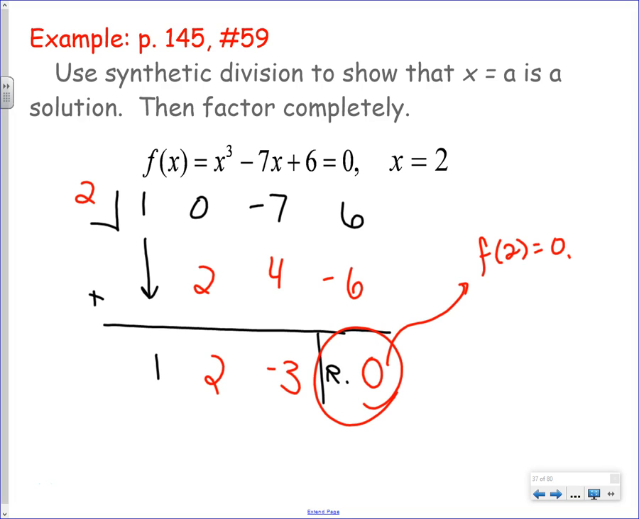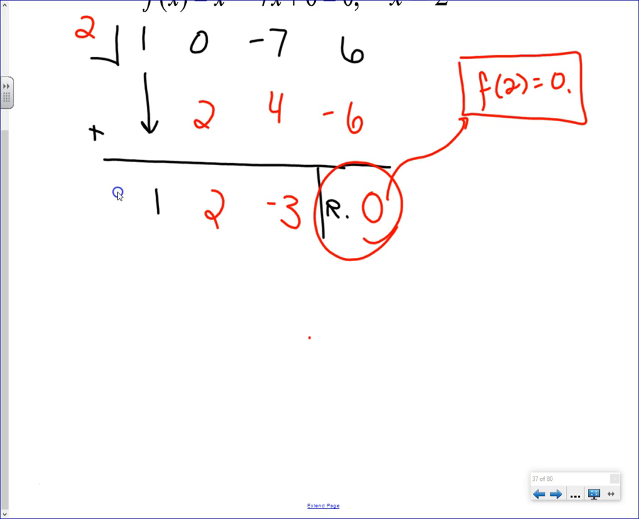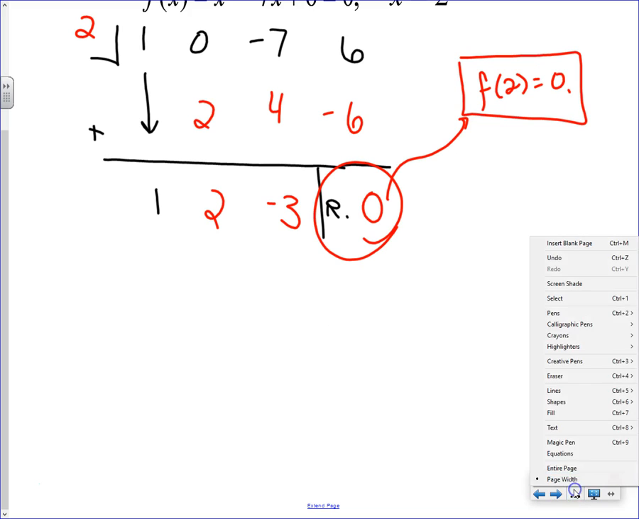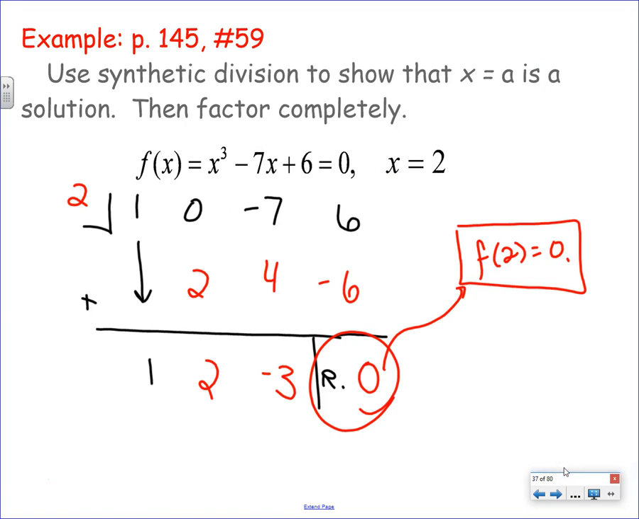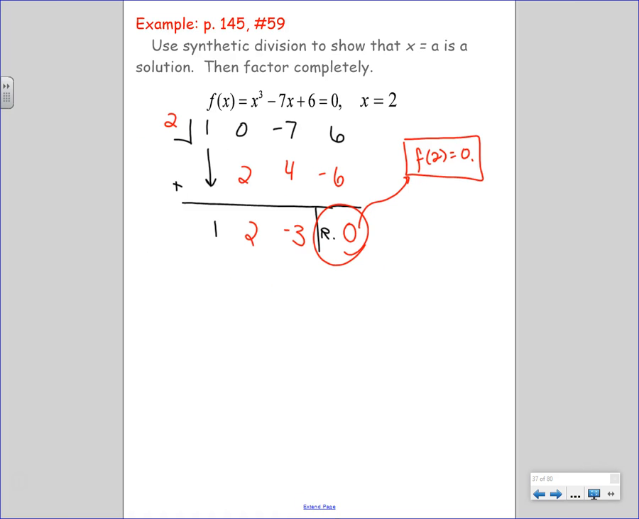Bless you, bless you. However, even though this technically is the end of this problem, can you guys help me out and say what else we figured out from the synthetic division? We did figure out that f of 2 is 0 from the remainder being 0. That's true. But what else did we figure out?